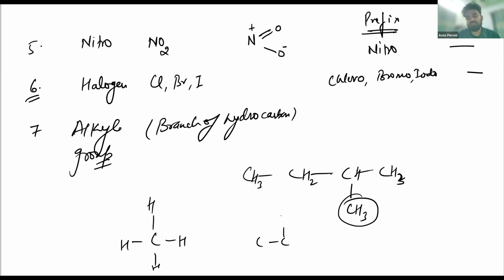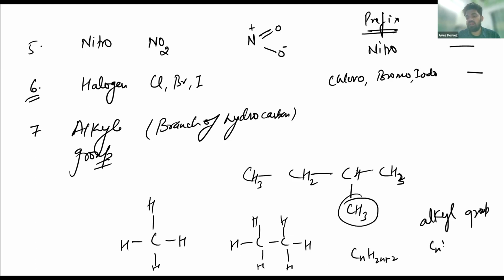If I'm having C2H6, the formula for alkane is CnH2n+2, and the formula for alkyl group is CnH2n+1. If the alkane has CH4, then the alkyl group of one carbon will be CH3. If the alkane of two carbons is C2H6, then the alkyl group will be C2H5.